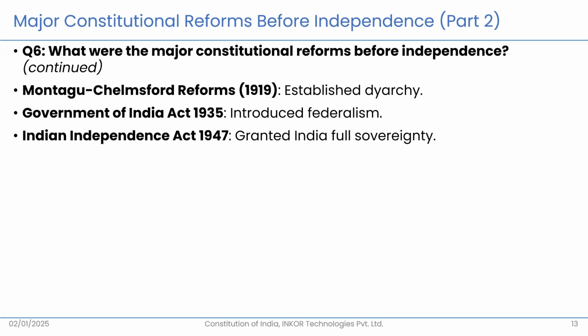The British continued making reforms, but most were designed to maintain their authority. The Montagu-Chelmsford reforms of 1919 introduced Dyarchy, allowing Indians to govern certain aspects of provincial administration, while the British retained control over key areas like finance and law. The Government of India Act 1935 was the most significant pre-independence reform, introducing federalism and provincial autonomy, though it still kept India under British rule. Finally, the Indian Independence Act of 1947 granted India full sovereignty, ending colonial rule and allowing the country to govern itself through a newly formed constitution.